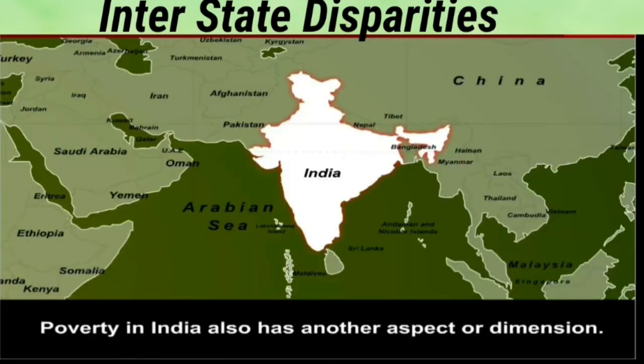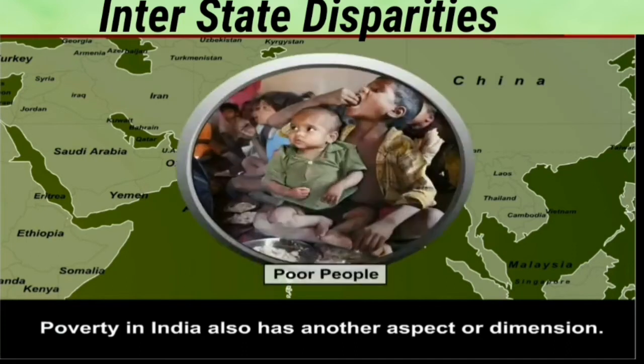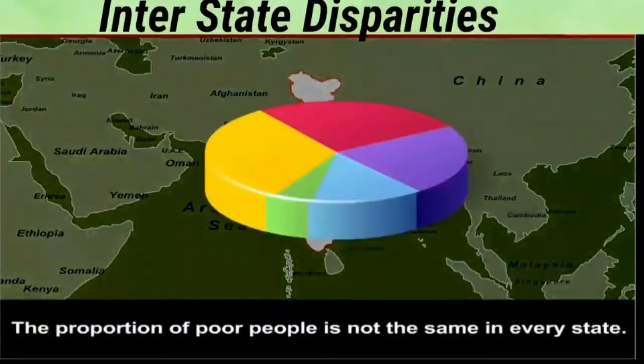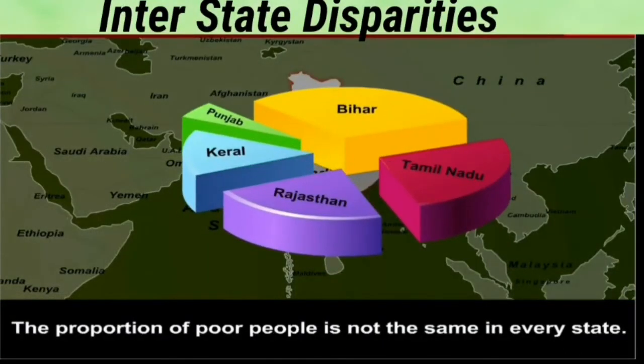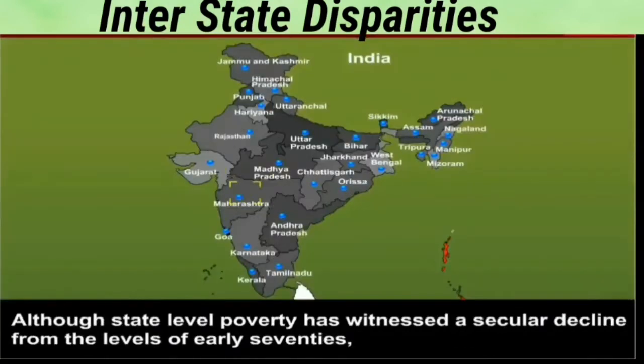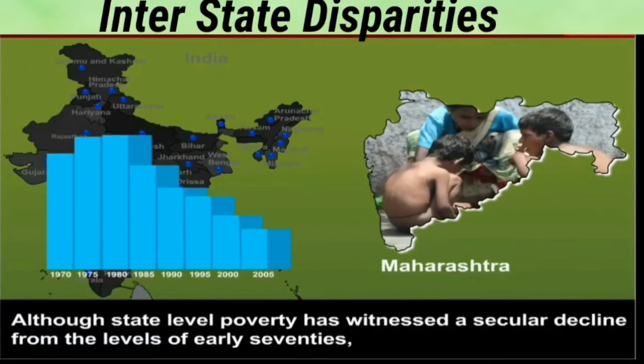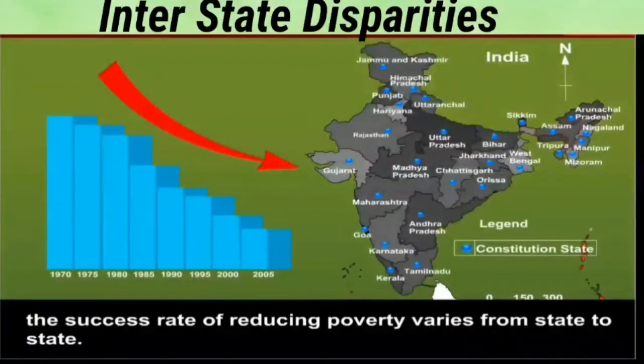Disparities. Poverty in India also has another aspect or dimension. The proportion of poor people is not the same in every state. Although state-level poverty has witnessed a secular decline from the levels of the early 70s, the success rate of reducing poverty varies from state to state.